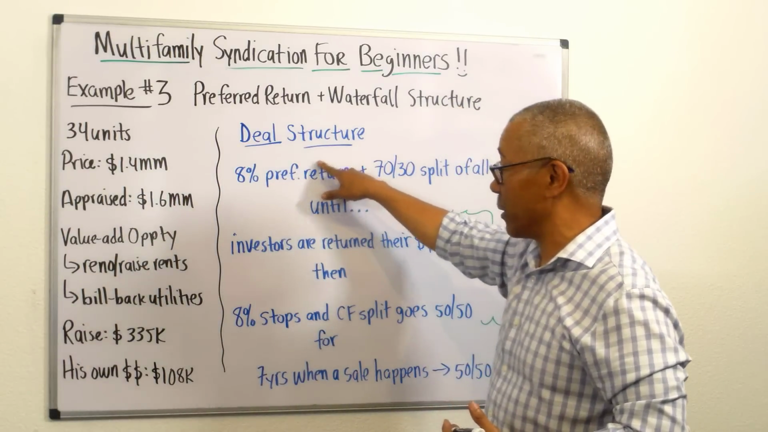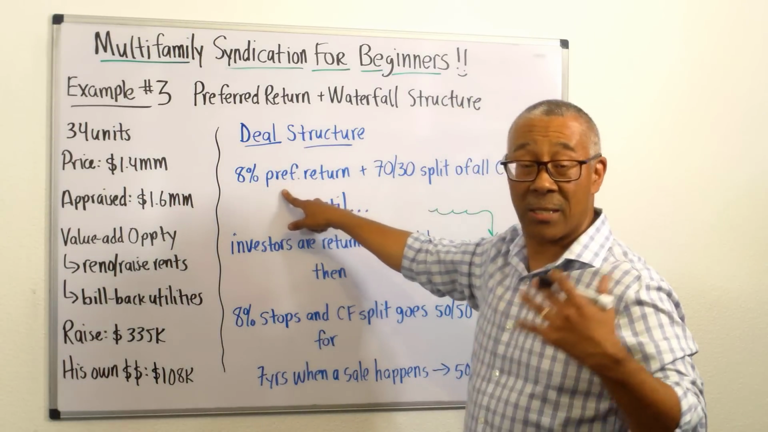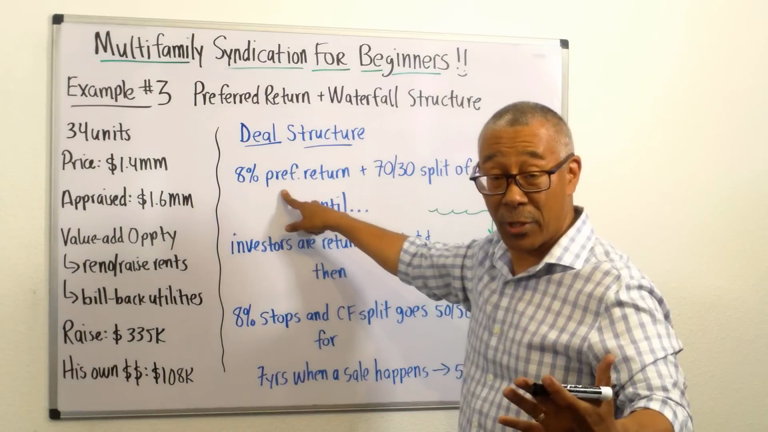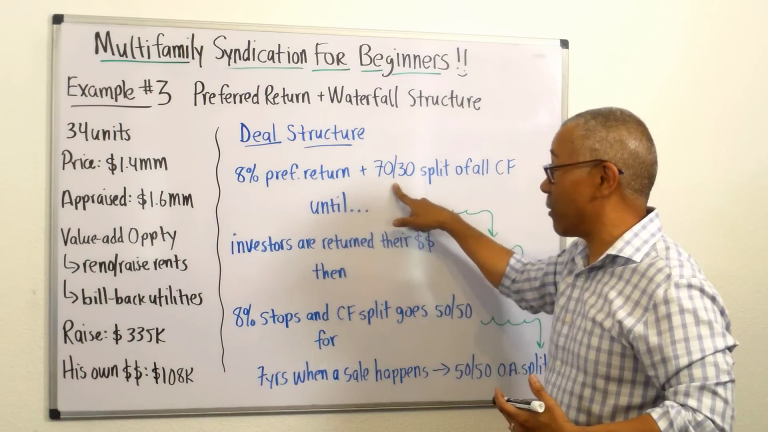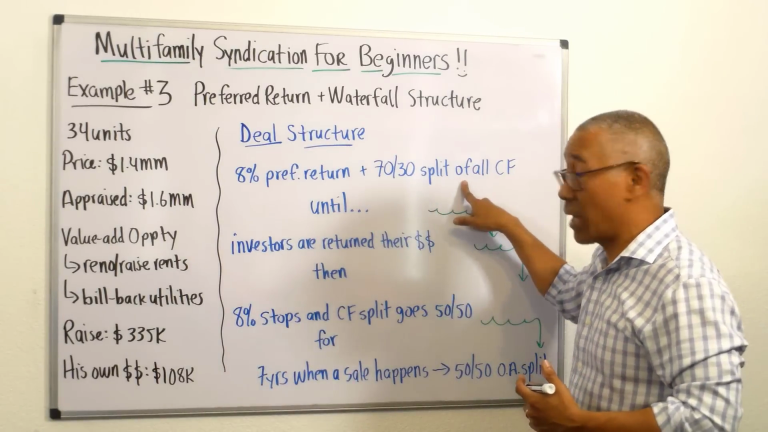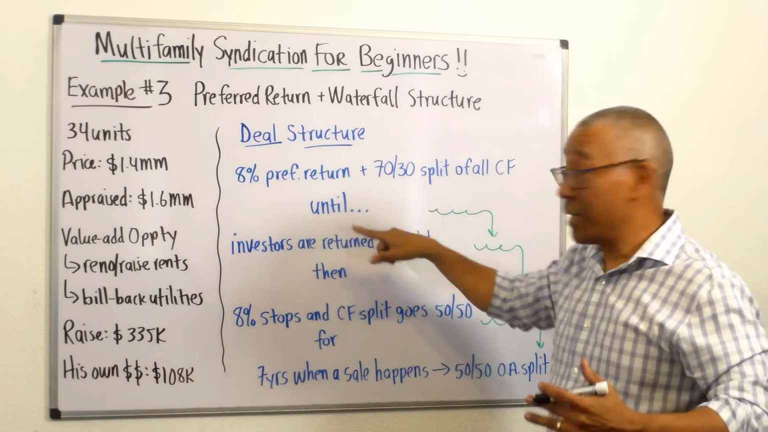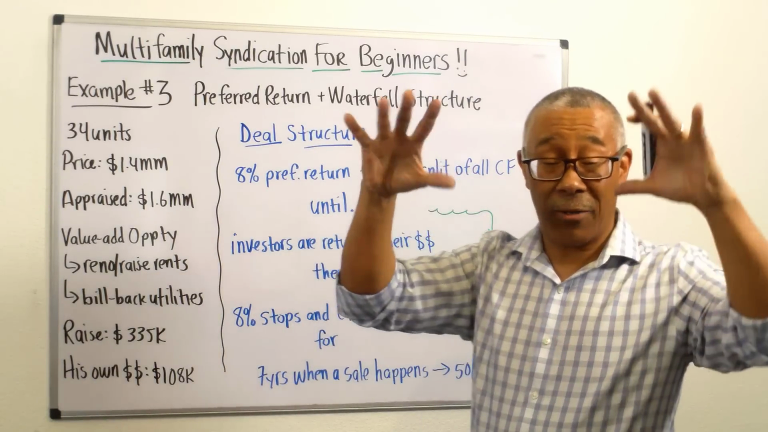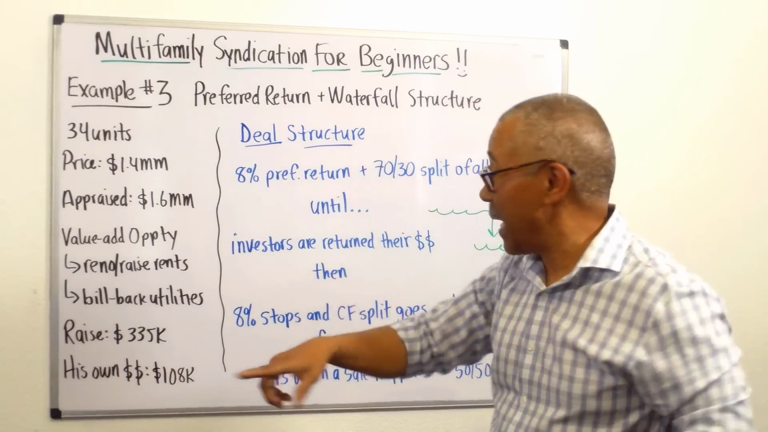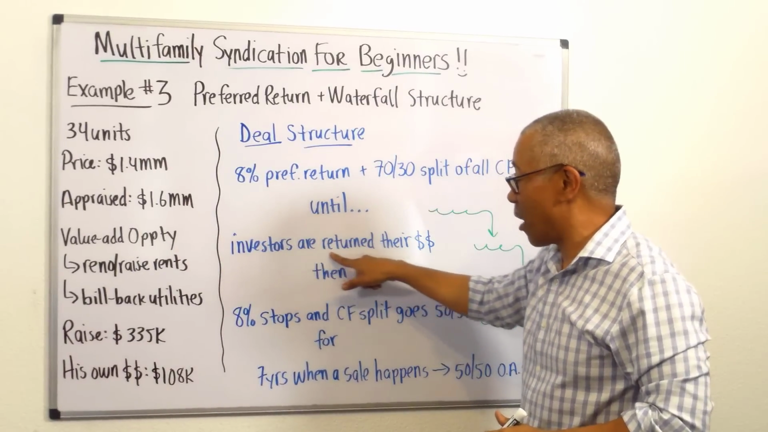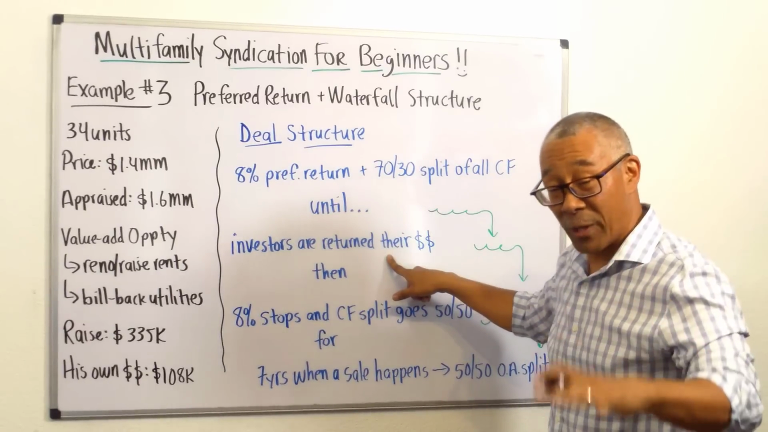Here's the deal structure. Okay, so he's paying his investors an 8% preferred return with a 70-30 split of all cash flow. Okay, until the next pool of money rolls down, until the investors are returned their money with a refi.